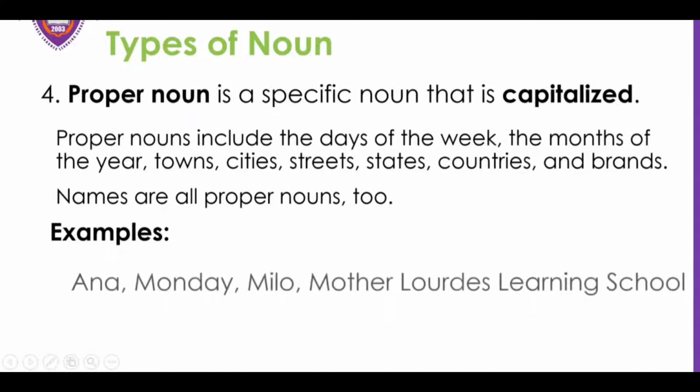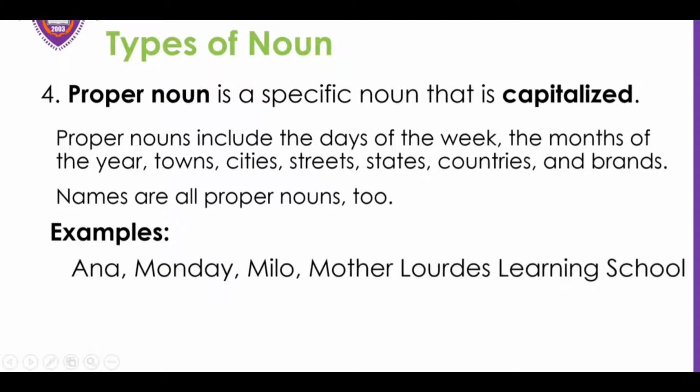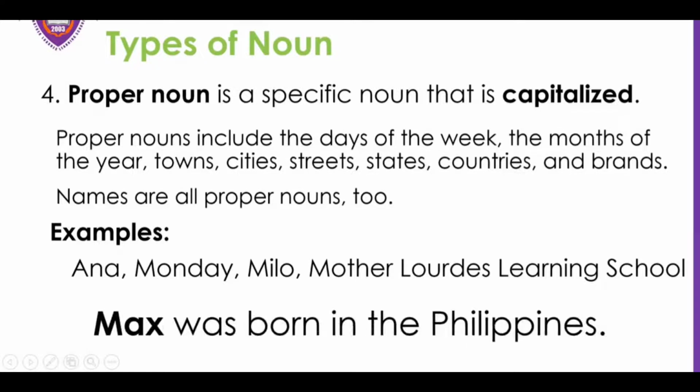Examples: Anna, Monday, Milo, Mother Lourdes Learning School. Example sentence: Max was born in the Philippines. Max is a proper noun because it is a name. It indicates a specific or particular person. That is why the word Max starts with a big letter.